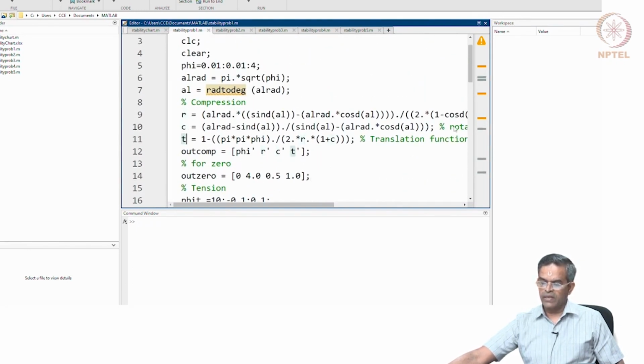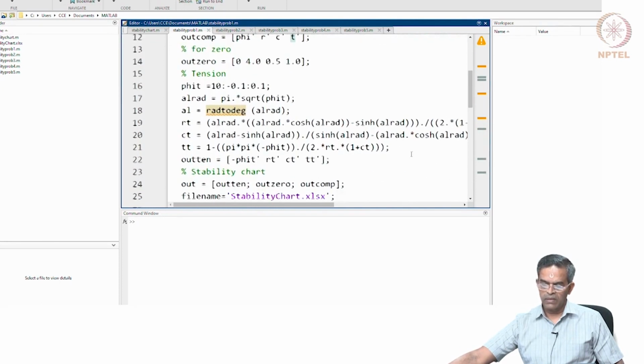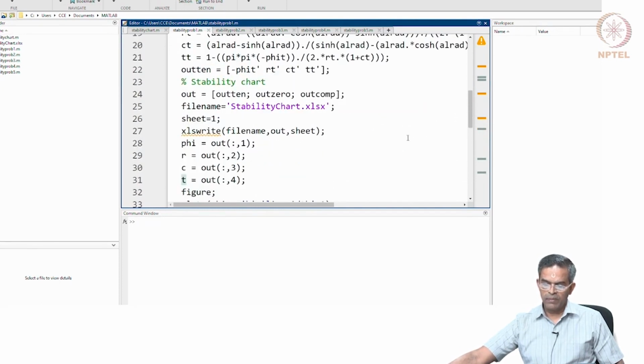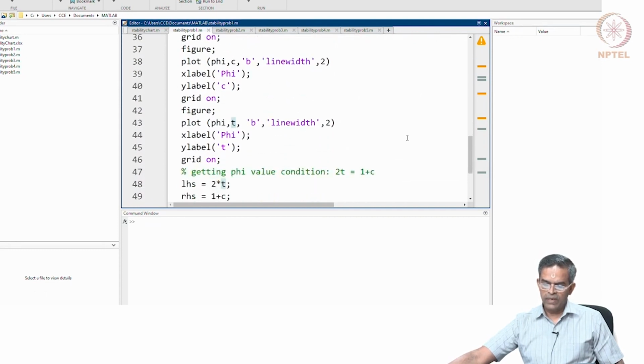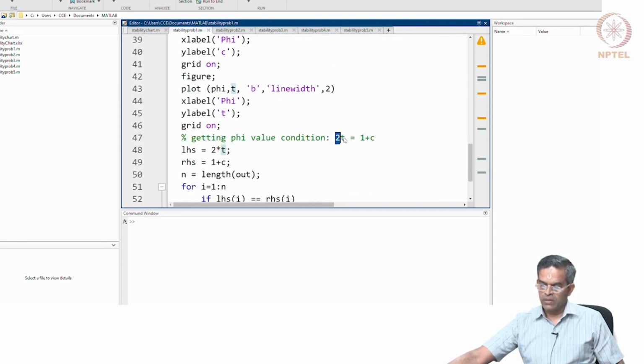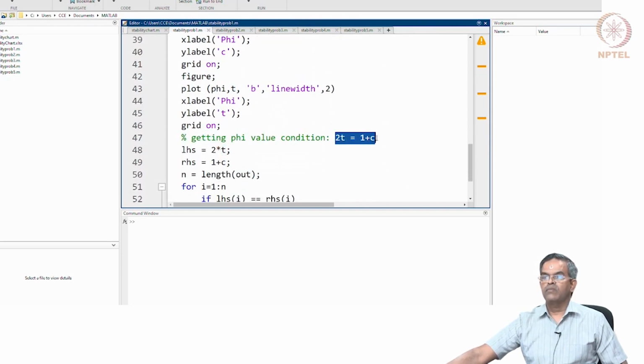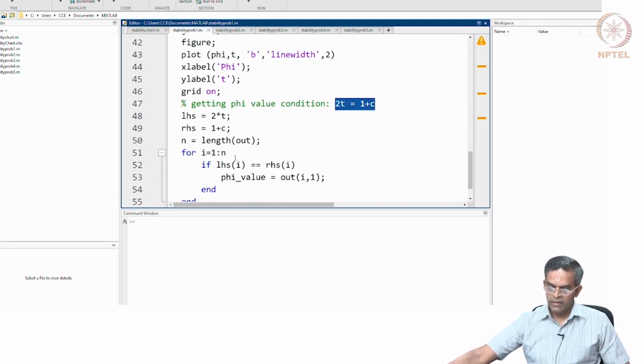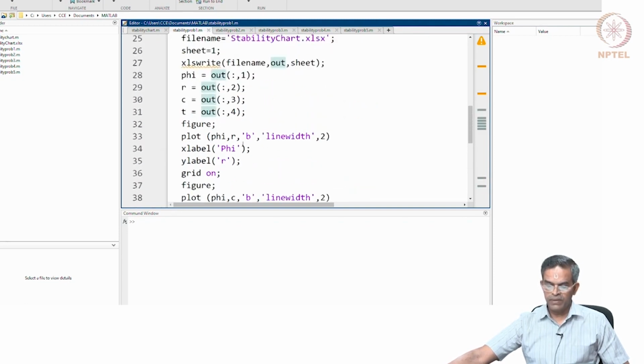This is an equation that we already have derived, you know this. So, we can easily, and a chart is also prepared. Then further, friends, we have a control equation which is the characteristic equation for this problem, 2T minus C is 1. So, a program is written to equate and find a specific phi value from the output file which is generated from here, to satisfy this equation.